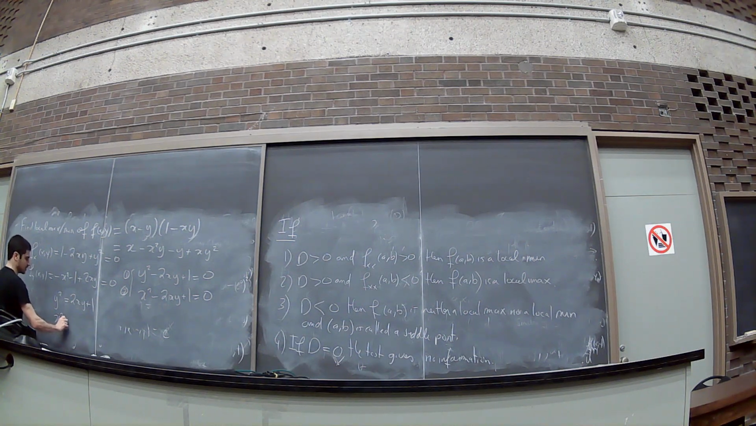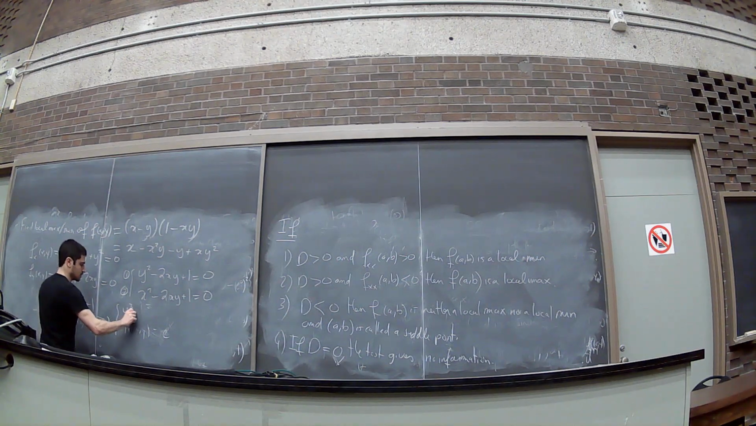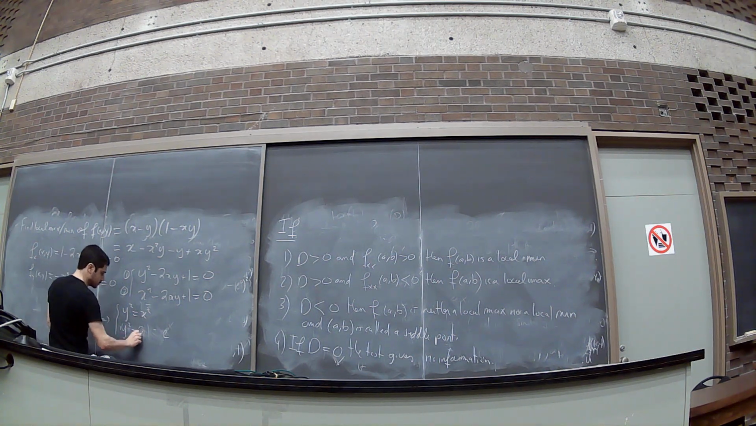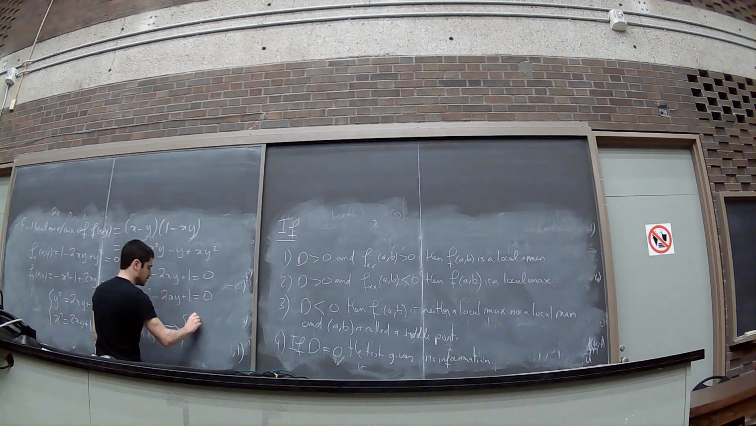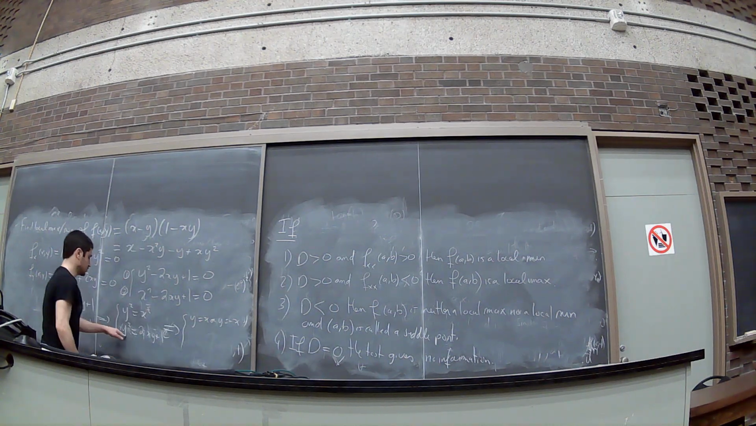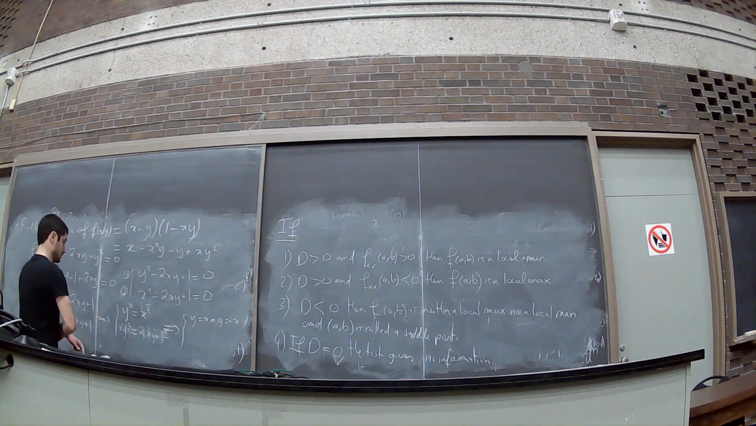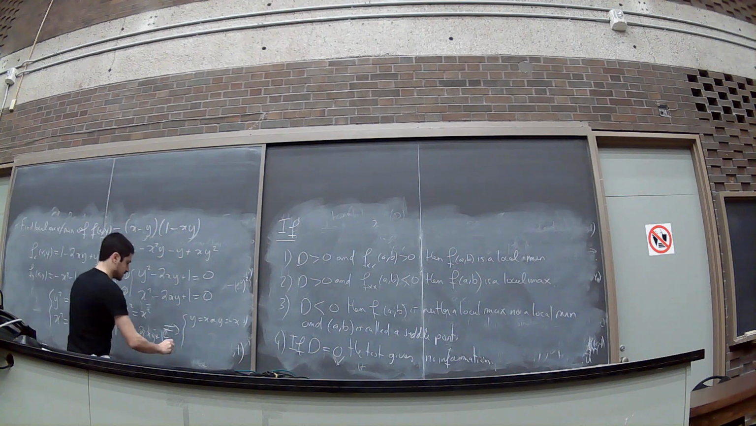Oh, wait a minute. Let's write it this way. Agreed? Those two are equal to this one. So this implies that y squared is equal to x squared, and y squared is equal to 2xy plus 1. So this implies y is equal to x or y is equal to minus x. So if y is equal to x, what do you get?